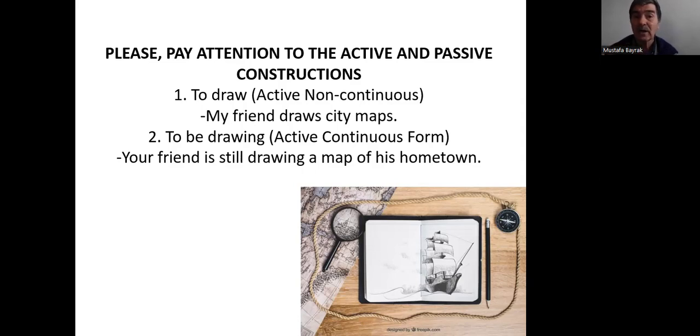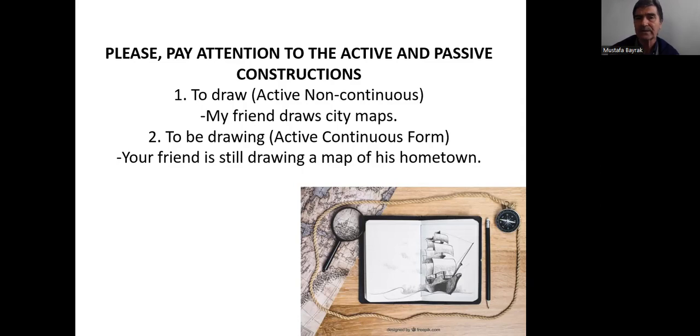What about "to"? Now we are going to be familiar with this type of infinitives and phrases and sentences. To be drawing, okay? Active continuous form, not passive, sorry, active again. To be drawing, again, active continuous form. Your friend is still drawing a map of this town.